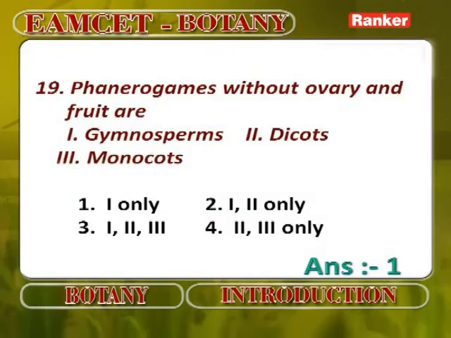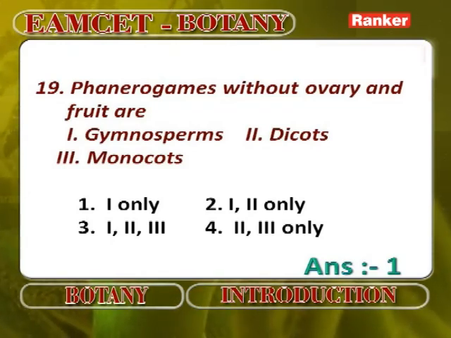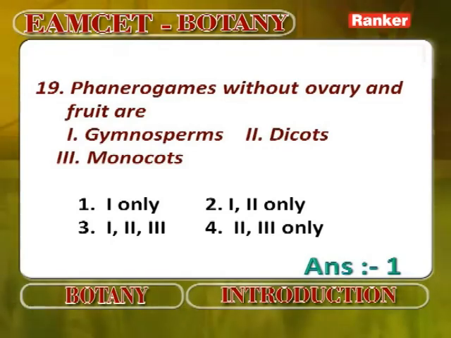Then, phanerogams without ovary and fruit. Phanerogams, just now I told, are flowering plants. They don't have ovary, so definitely they don't have fruit. So, definitely the answer is gymnosperms, because dicots and monocots come under angiosperms. So, gymnosperms is the answer for phanerogams without ovary and fruits.